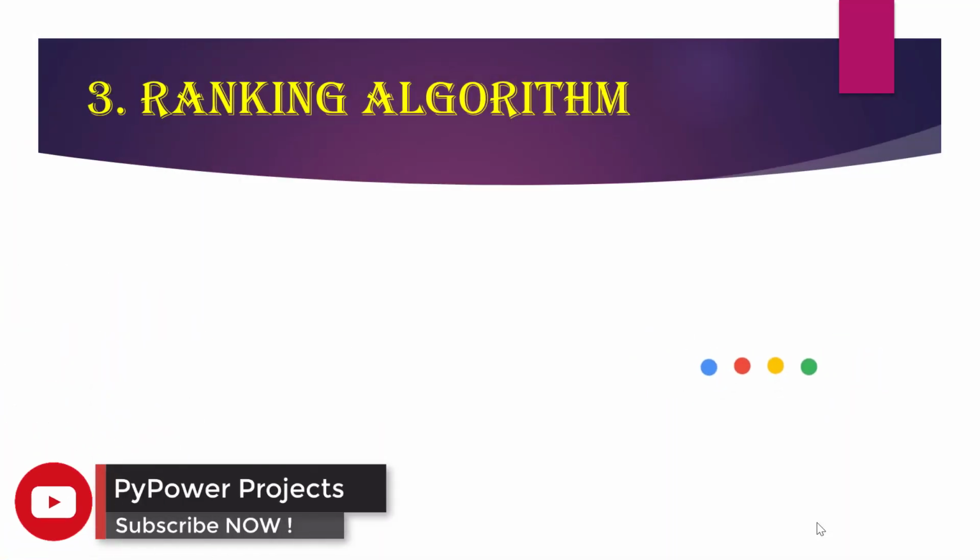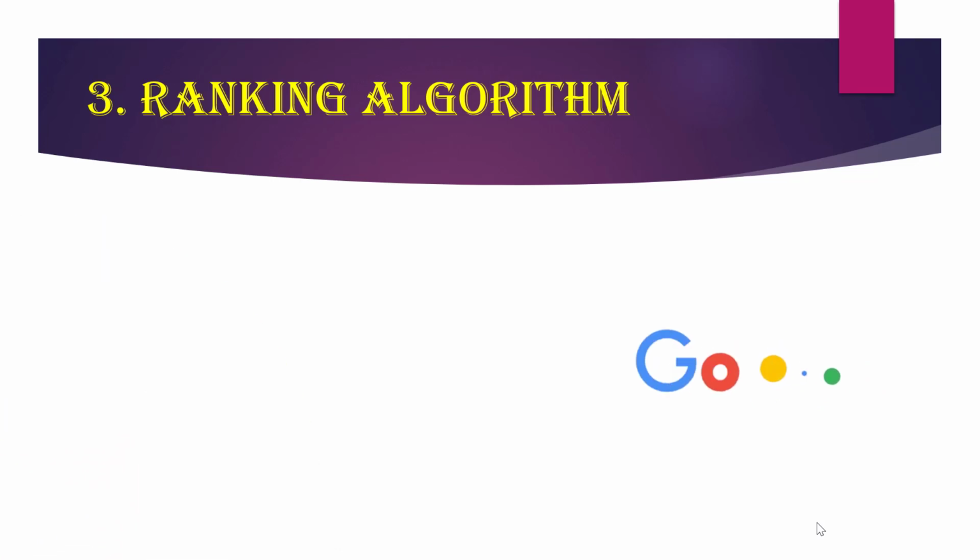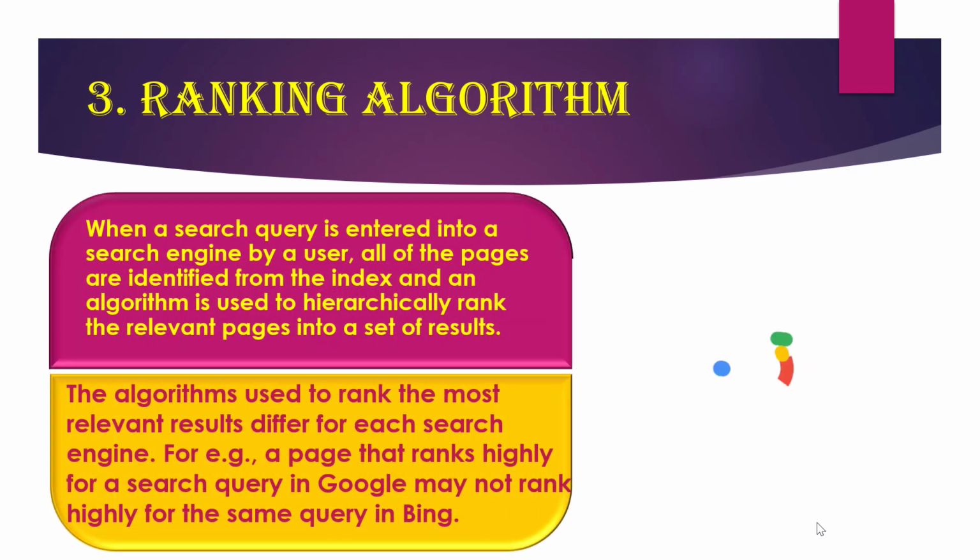And now comes the ranking algorithm. For this ranking algorithm, the previous 2 steps are necessary, and once we have done the web crawling and indexing, the ranking algorithm starts its work. So whenever a search query is entered in a search engine by a user, all the pages are identified from the index, and an algorithm is used to hierarchically rank the relevant pages into a set of results.